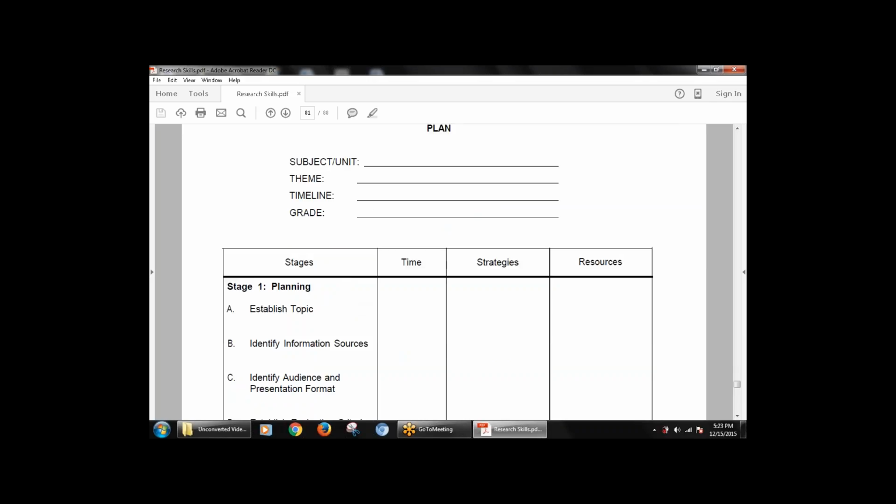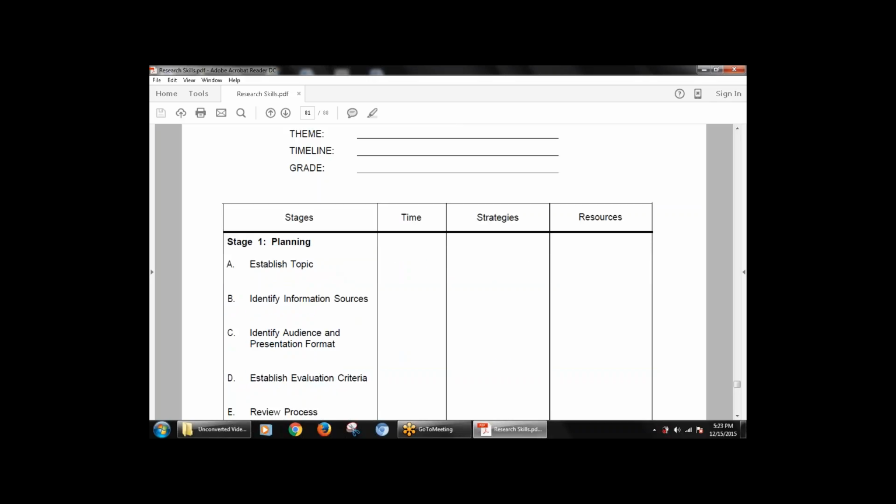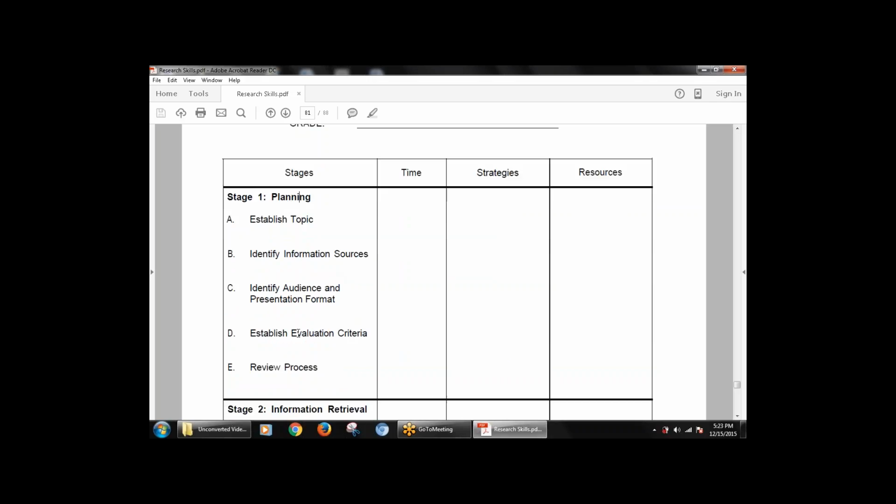And this is an activity plan, a table chart that is available, with the stages, then time, then strategies, then resources. These are the four parts. The stage number one is the planning, which includes 5 processes: establish the topic, then identify the information resources, then identify the audience and the presentation format, then establish the evaluation criteria, then review process. So these are the 5 parts, A, B, C, D, E.